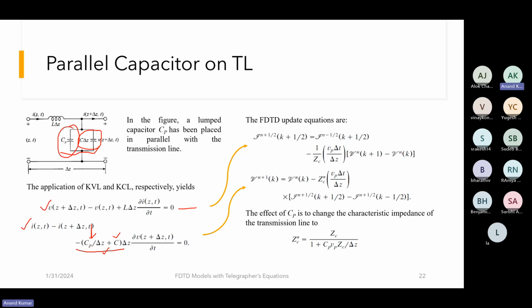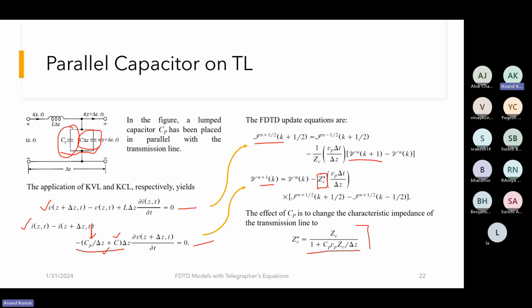So from the first equation, we find the update equation, which is again the same. And from the second telegrapher's equation, we get the second update equation for the voltage. And over here, the characteristic impedance gets modified. So this Zc double dash is calculated in this fashion.